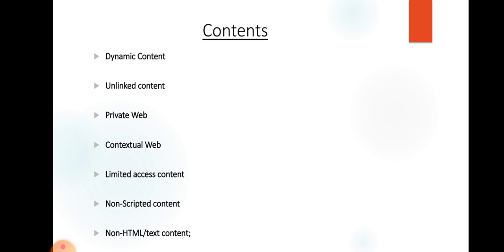The term deep web, or the invisible web, hidden web or deep net, refers to the vast repository of information that search engines and directories don't have direct access to. For that, we call it the deep web. Most of the web falls into these categories.